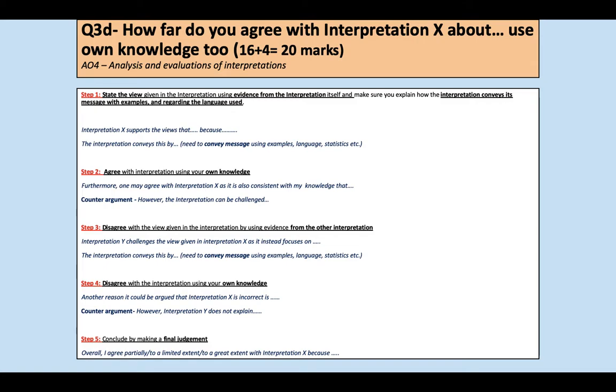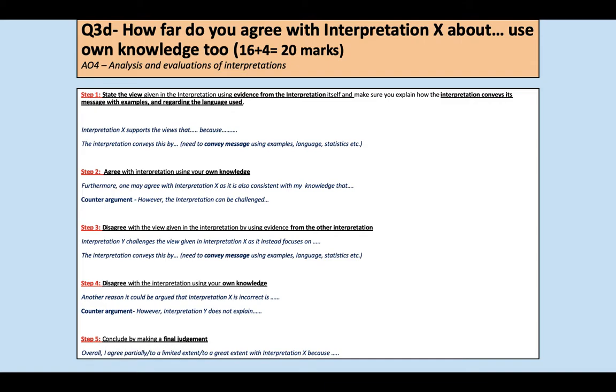Then essentially you do exactly the same thing again. With step 3, you now disagree with interpretation 2 by assessing the view of interpretation 1. And again in step 4, you bring in your own knowledge that supports interpretation 1, and you include a small counter argument if you're going for top marks. The most important part of this is step 5, where you're making your overall judgment. So overall, how far do you then agree with interpretation 2?